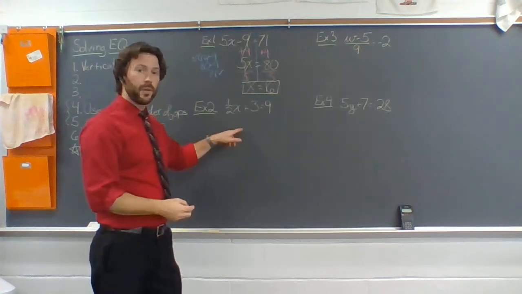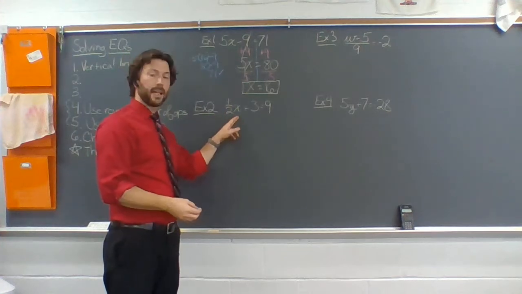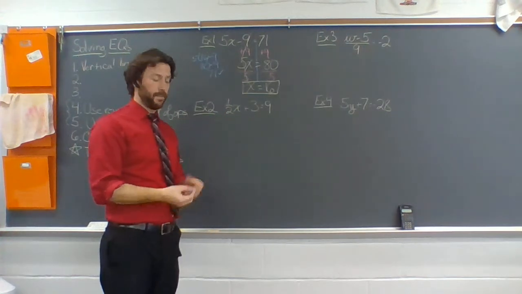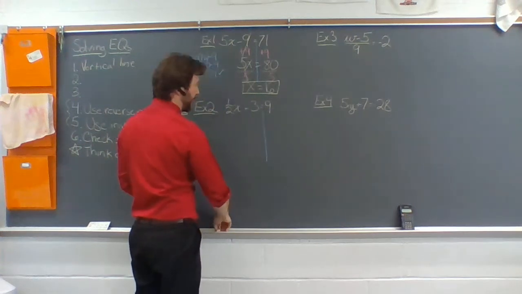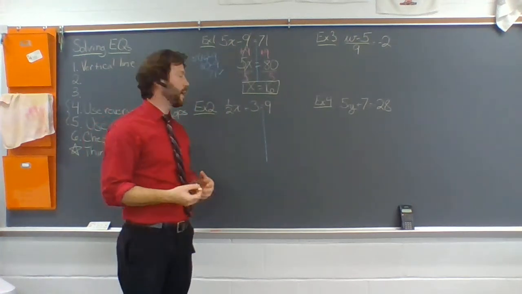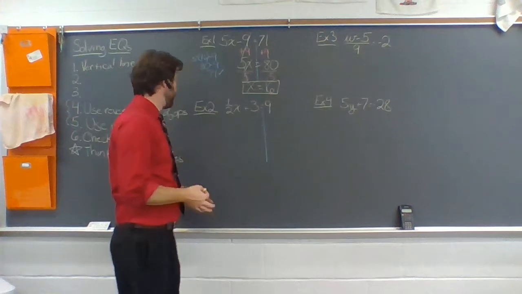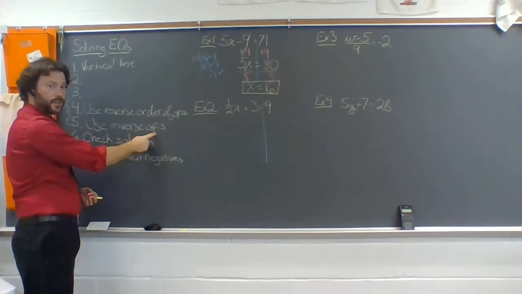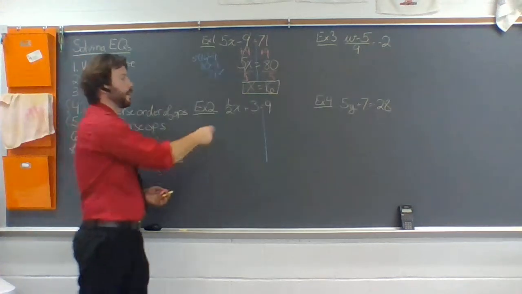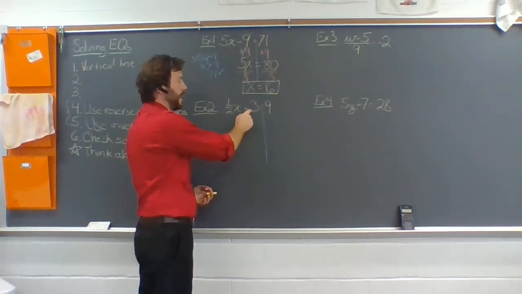Okay, next up, example 2. I have 1/2 times x plus 3 equals 9. So the first thing I'm going to do is draw that vertical line down through the equal sign. Okay, and that helps me keep this equation balanced. Now, next up, reverse order of operations, inverse operations to get that variable by itself. So it's getting multiplied by 1/2, and then they're adding 3.